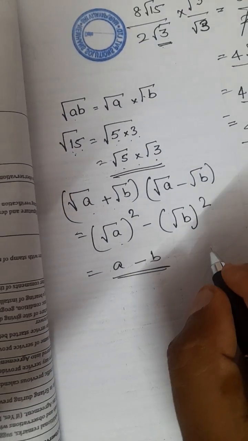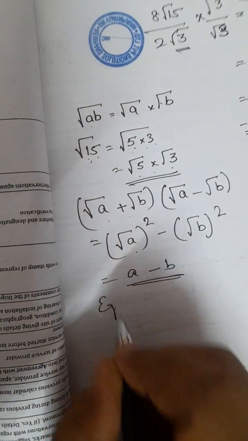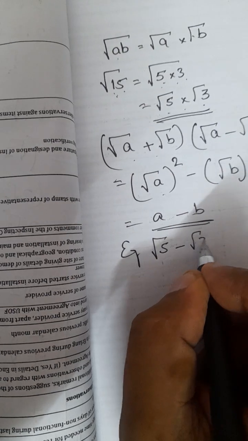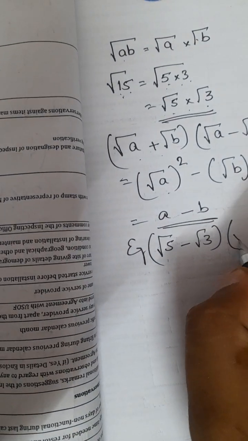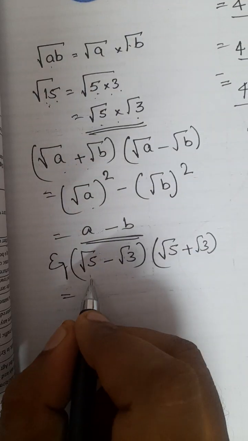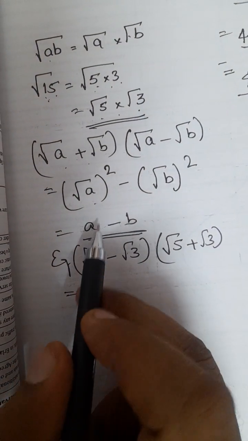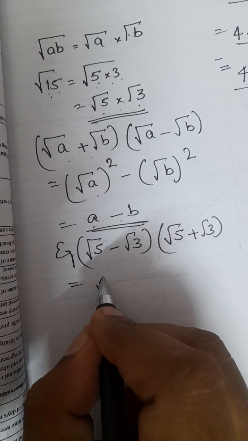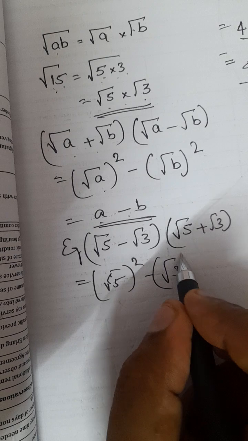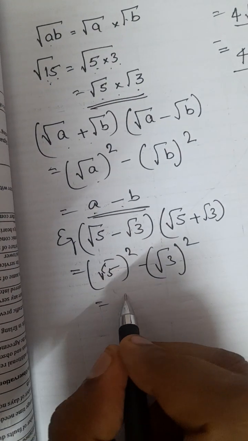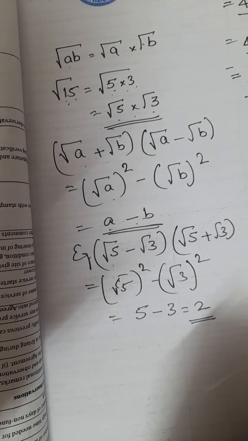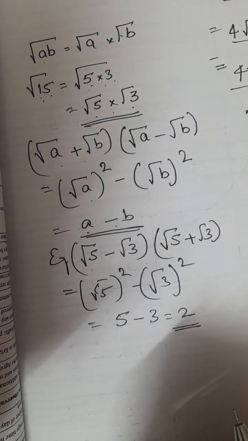This is important. That is, if I have, for example, root 5 minus root 3 and root 5 plus root 3, so this is equal to, again, root 5 whole square minus root 3 whole square using this formula. So again, 5 minus 3, so it is equal to 2. Okay, this is another important formula you'll have to remember.